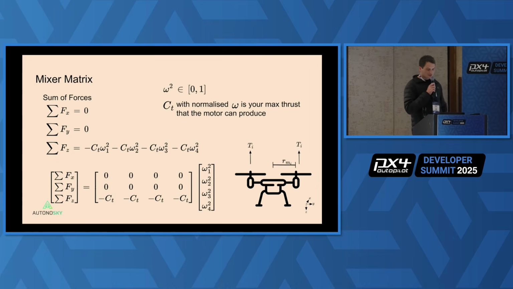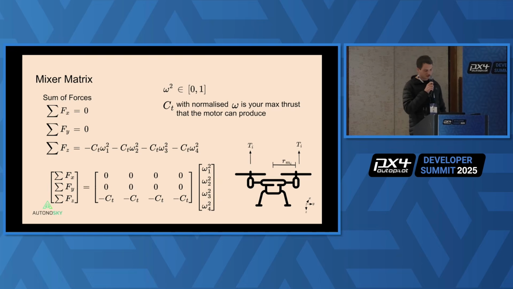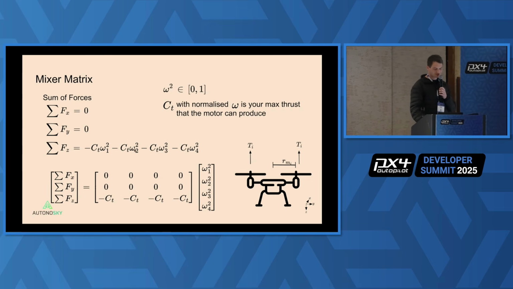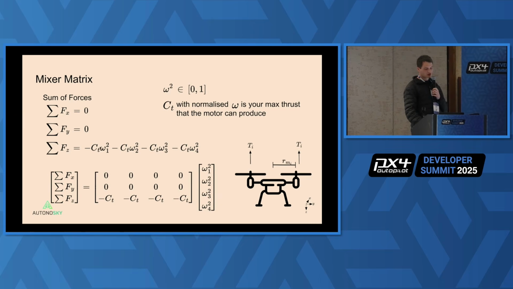So we can then take the sum of the forces, and with our multicopters, the motors are typically mounted only in the z-axis. So the sum of the forces in x and y is equal to 0, and then we can substitute the motor equation into our sum of the forces. It's very important that your rotational velocities must be normalized. This is just how PX4 models the drone within the software. And this will result in these motor constants being the maximum thrust that your motors can produce.